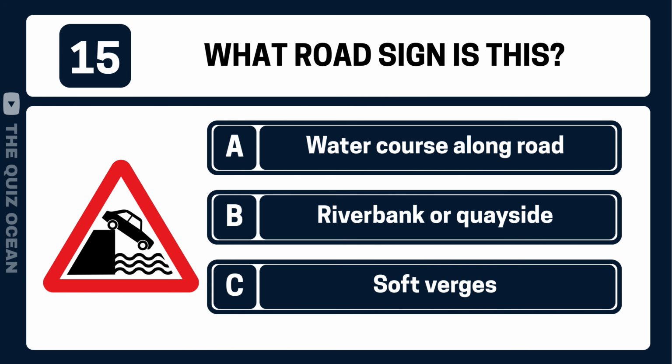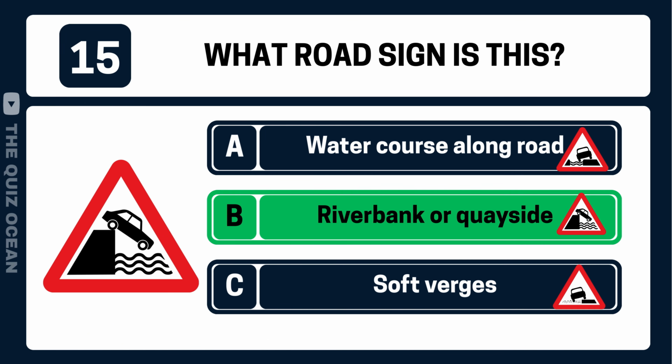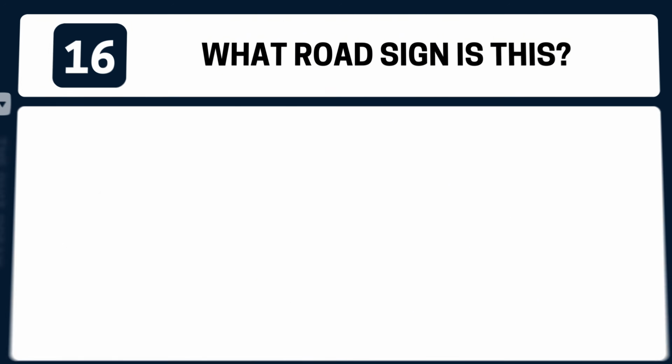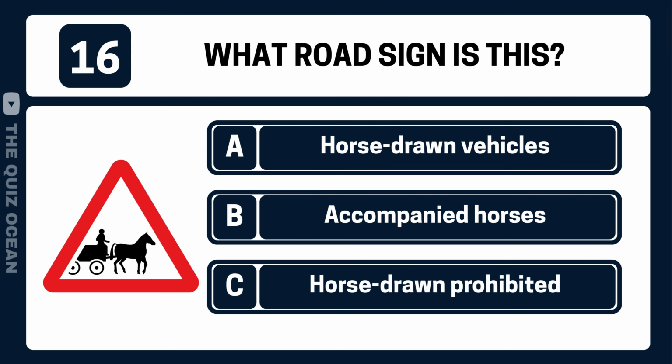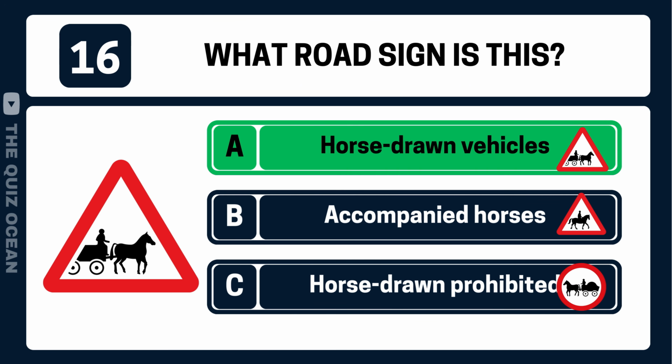What road sign is this? Excellent. This sign warns of a riverbank or quayside ahead. What road sign is this? Good observation. This sign marks a horse-drawn vehicle area.